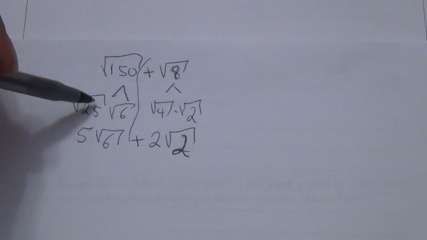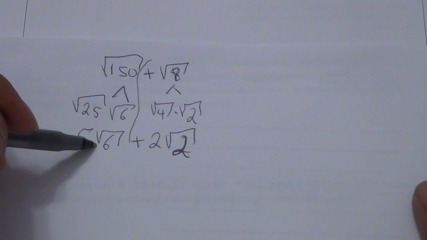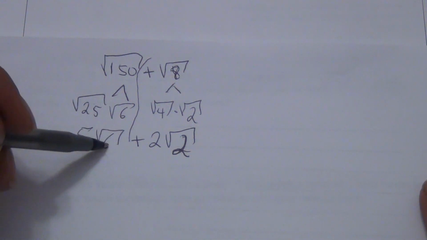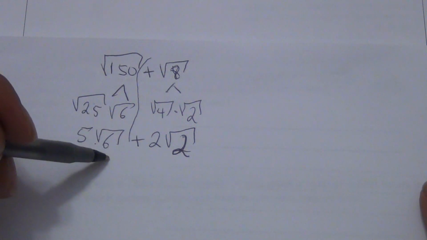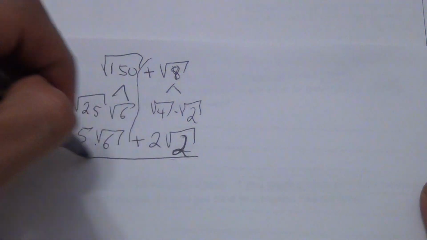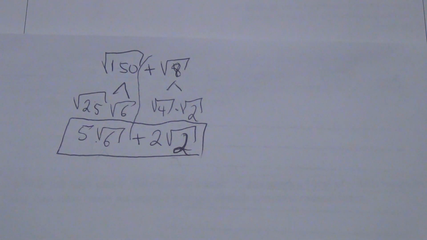No, let me see. 2. Nope, that's it. You cannot simplify radical 6 anymore because you don't have two factors of 6 where one has a perfect square. And radical 2 cannot be simplified anymore. So then this is your final answer. Okay, we know that the homie is incorrect.